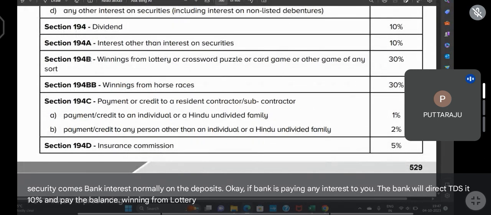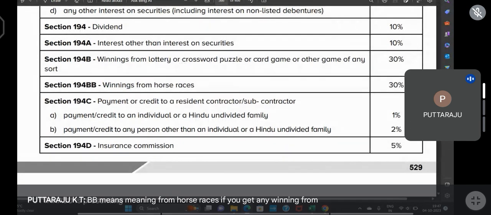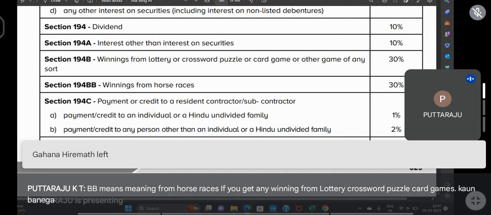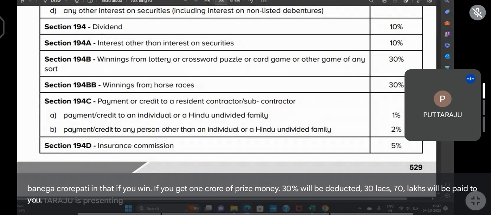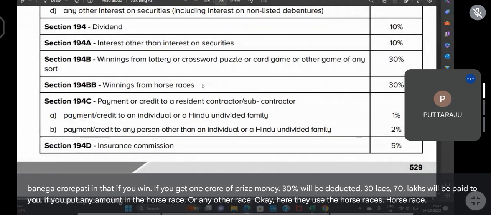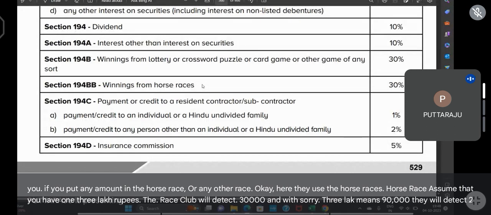194B means winning from lottery, 194BB means winning from horse races. If you get any winning from lottery, crossword puzzle, card games, Kaun Banega Karodpati, and you get 1 crore of prize money, 30% will be deducted, 30 lakhs, and 70 lakhs will be paid to you. If you put any amount in a horse race or any other race, assume that you have won 3 lakh rupees. The race club will deduct 30%, that is 90,000, and 2 lakh 10,000 will be paid to you if you win 3 lakhs.